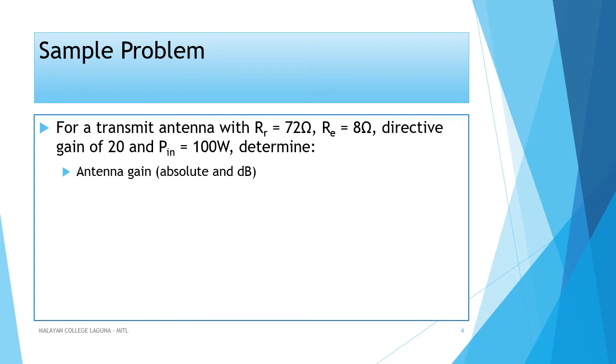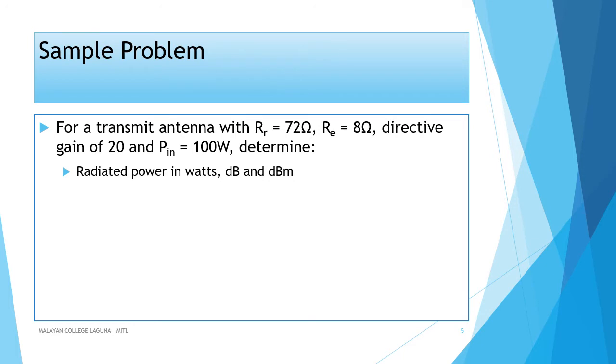Next, let's compute for the antenna gain. Antenna gain is equal to the efficiency times the directive gain. So we have 0.9 times 20. And if we calculate that, we have 18 for the absolute antenna gain.